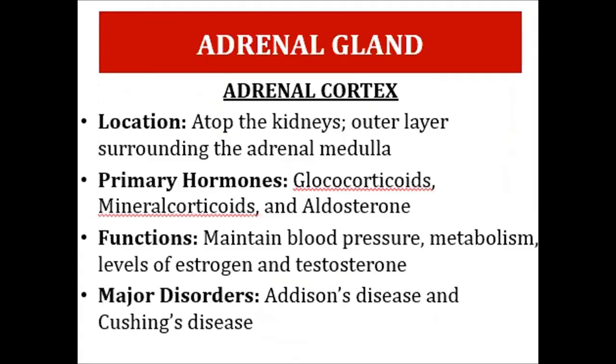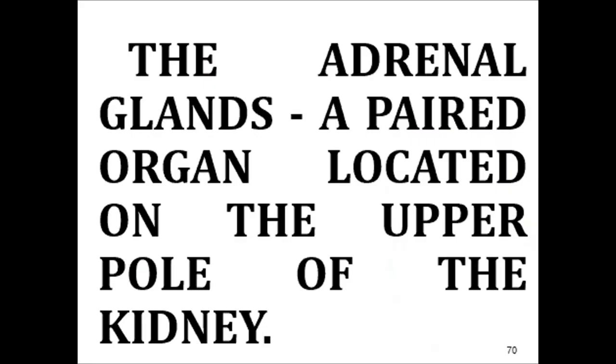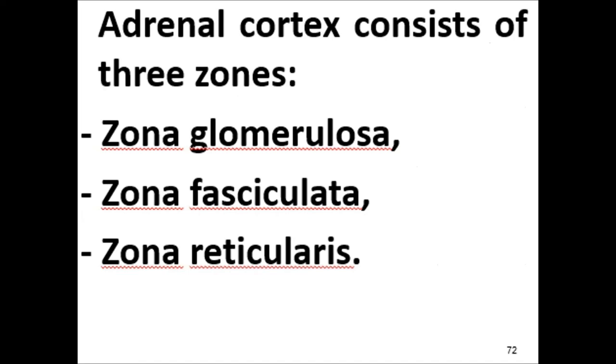Adrenal gland, adrenal cortex. Location: atop the kidneys, outer layer surrounding the adrenal medulla. Primary hormones: glucocorticoids, mineralocorticoids, and aldosterone. Function: maintain blood pressure, metabolism, level of estrogen and testosterone. Major disorders: Addison disease and Cushing disease. Here, adrenal glands located on the upper margin of the kidney, on the upper pole of the kidney, and the adrenal cortex consists of three zones: zona glomerulosa, fasciculata, and reticularis.